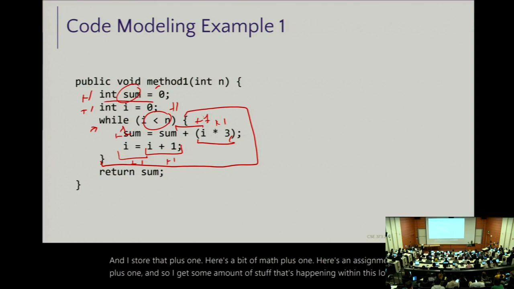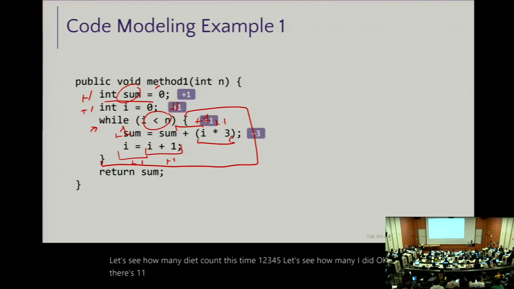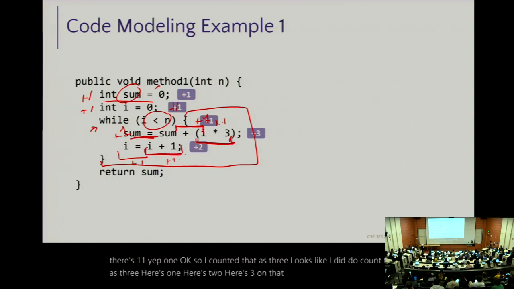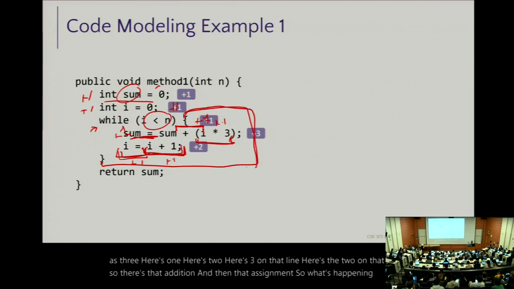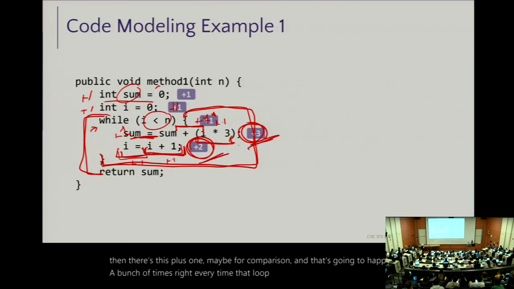Let's see, how many did I count this time? 1, 2, 3, 4, 5. Let's see how many I did. Okay, there's 1. Yep, 1. Okay, so I counted that as 3. Looks like I did count that as 3. Here's 1, here's 2, here's 3 on that line. Here's the 2 on that line. So there's that addition and then that assignment. So what's happening inside of this while loop is we can see there's this +3 and this +2, and then there's this +1 maybe for comparison. And that's going to happen a bunch of times, right? Every time that loop runs, these two things plus this comparison are happening every time.